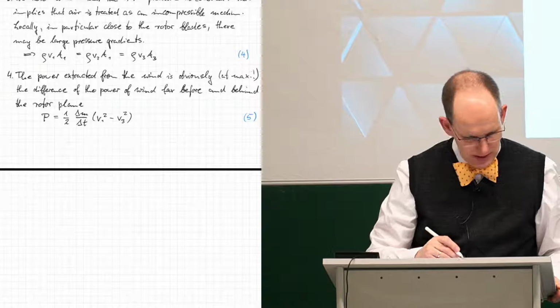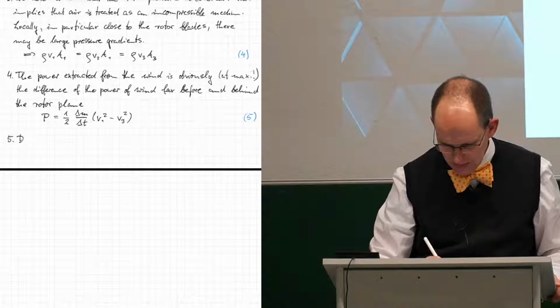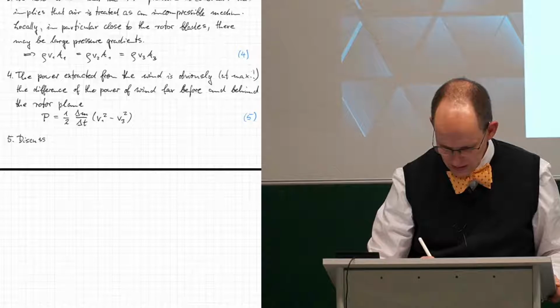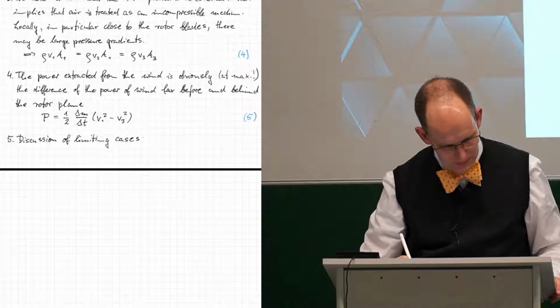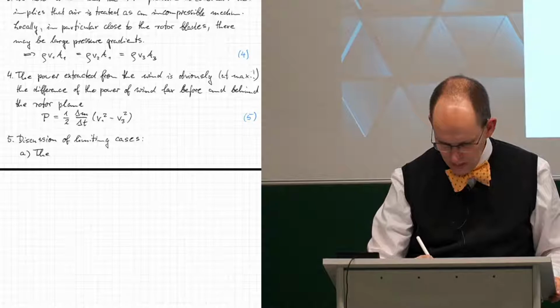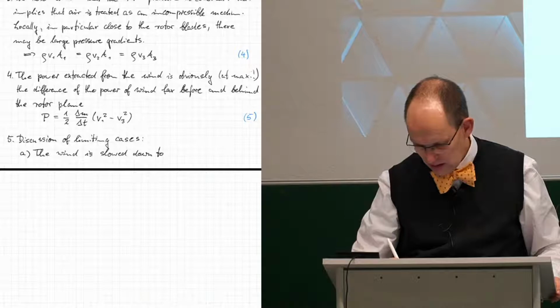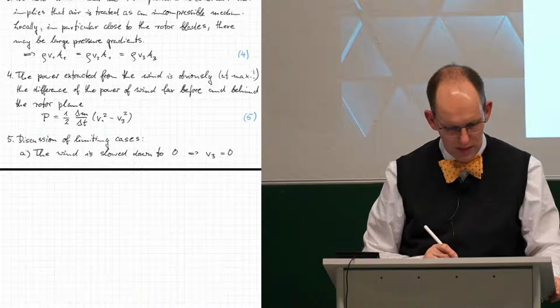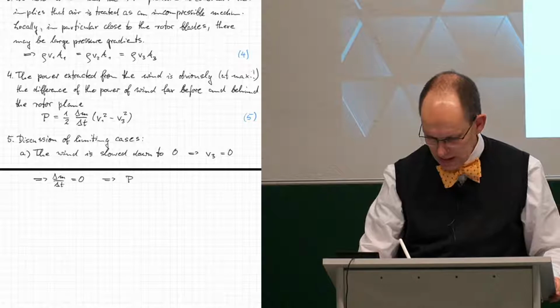Okay, let's write this down. Some discussion of limiting cases. So the first one would be the wind is slowed down to zero. And this means, of course, that V3 is equal to zero. But then, as I said, delta M over delta T is also equal to zero. And this means that P is equal to zero, right?